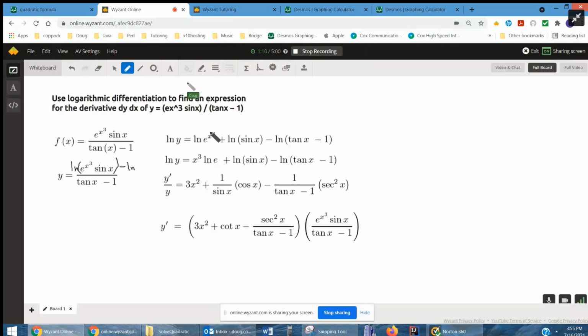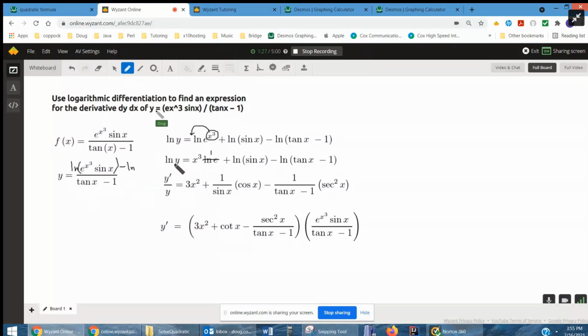Properties of logarithms. Also, I can bring this x cubed down front. That's the power property of logarithms, which I've done on the next step. And by the way, the ln of e is just the number 1. Now I'm ready to take the derivative of y with respect to x.